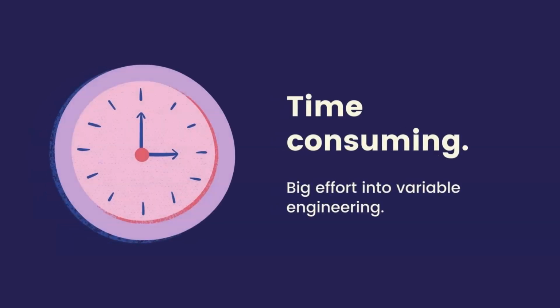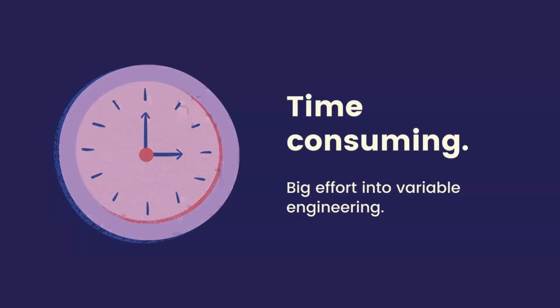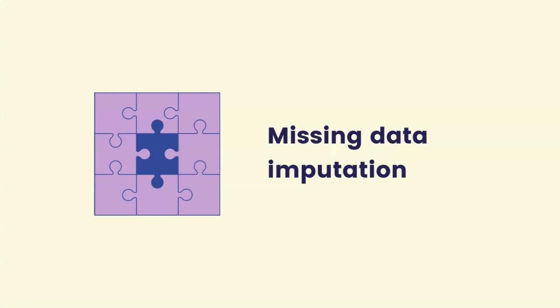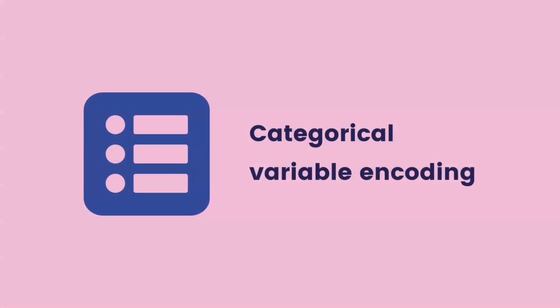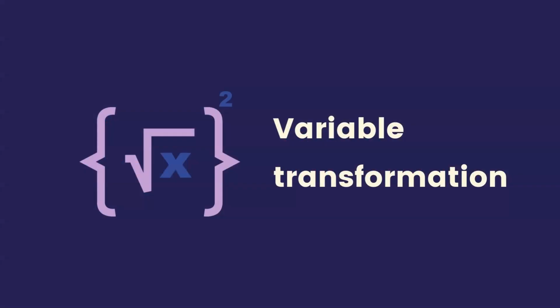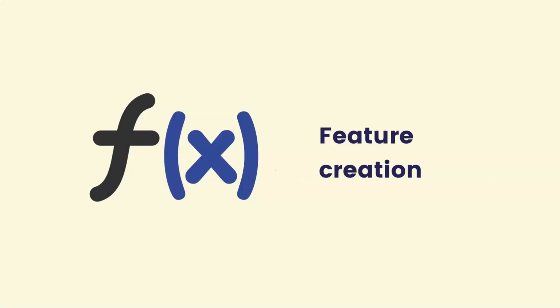However, feature engineering can be very time-consuming, and we usually devote a big part of our time and a big effort to preprocess the variables in our datasets before we can use them. Feature engineering includes filling missing values within a variable, encoding categorical variables into numbers, variable transformation, and creating or extracting new features from the ones available in your dataset. And in this course, you will learn several techniques to modify features in all of these ways.